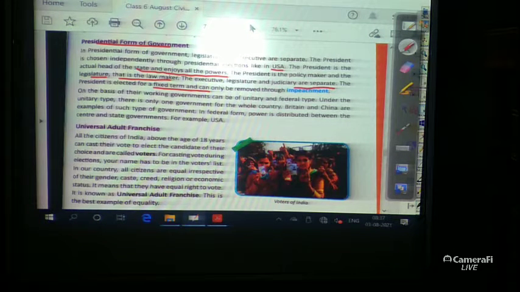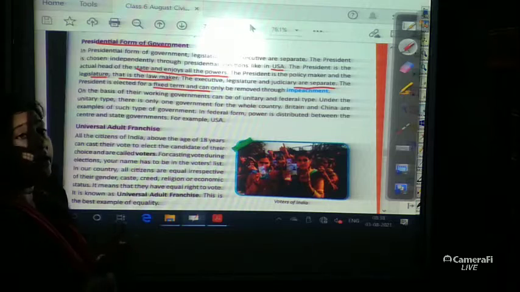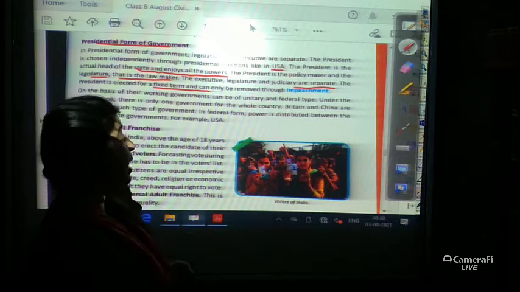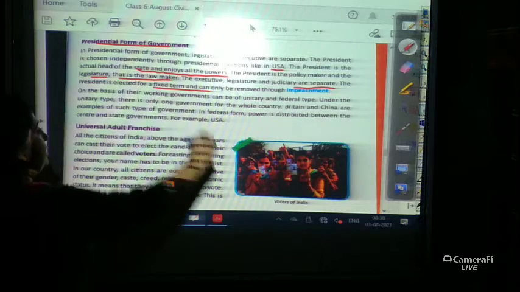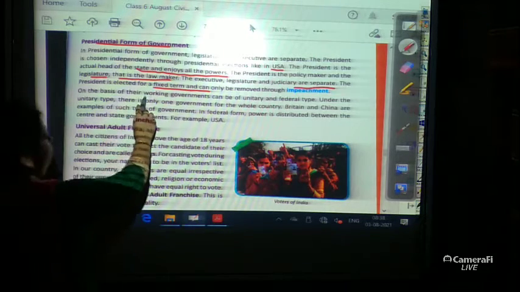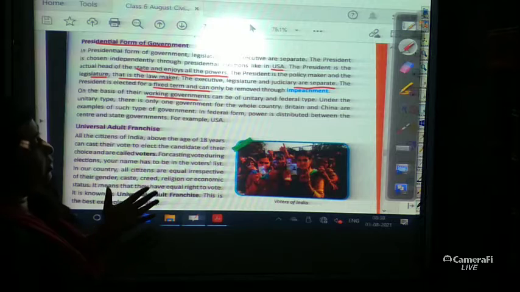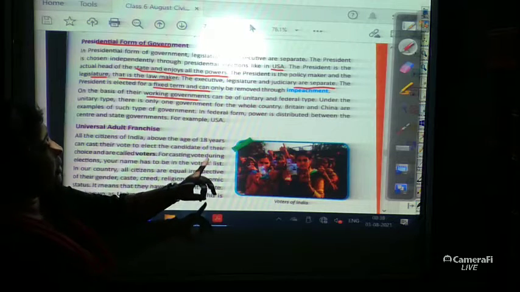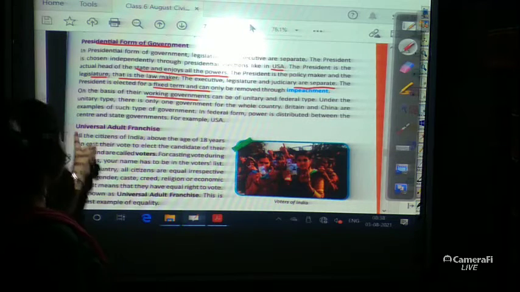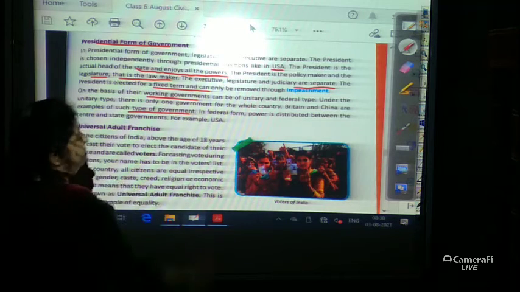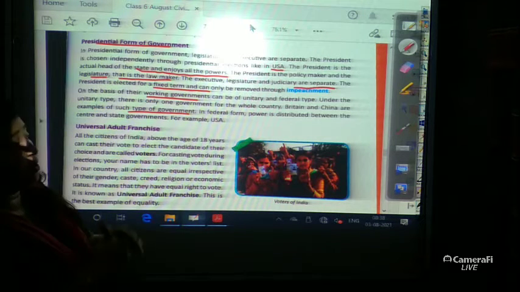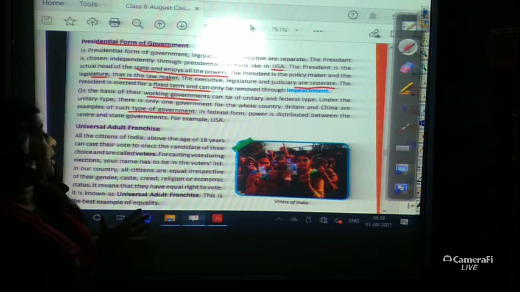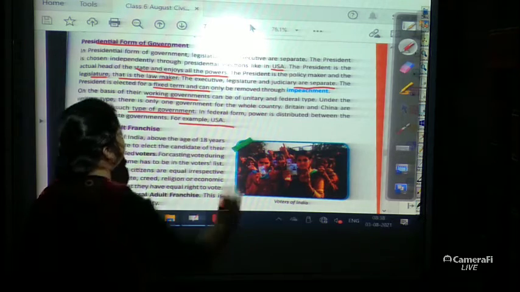Now what is the meaning of impeachment? It means to remove from office for misconduct. That means if the president commits misconduct in any official duty, then he can be removed; otherwise he has a fixed term. On the basis of their working, government can be of unitary and federal type. Under the unitary type, there is only one government for the whole country. Britain and China are examples of such governments. In the federal form of government, power is distributed between the central and state governments, for example, USA.